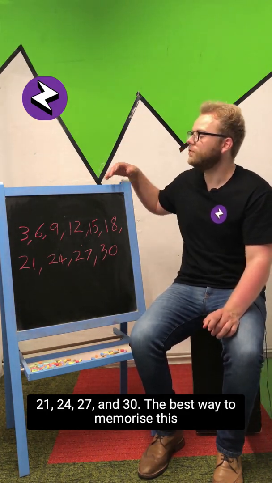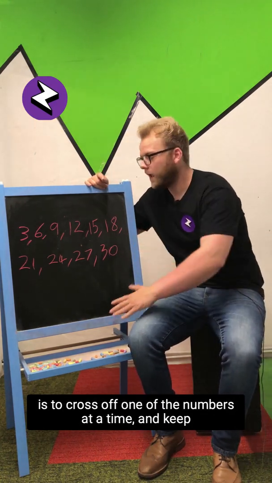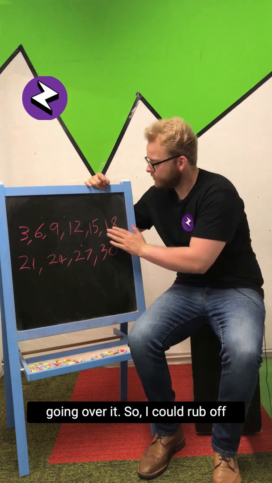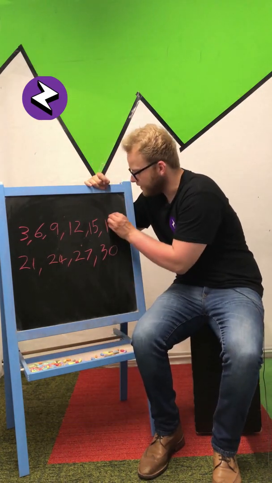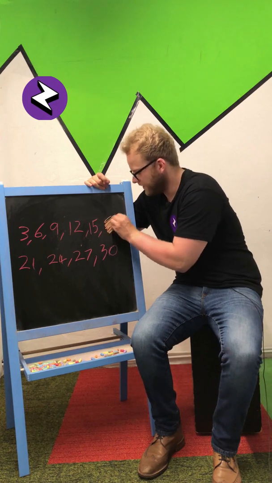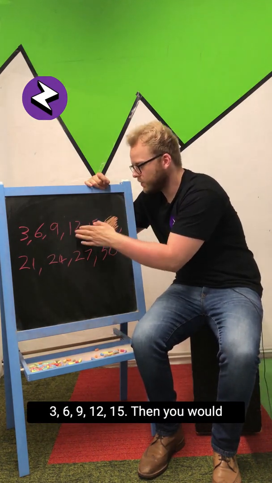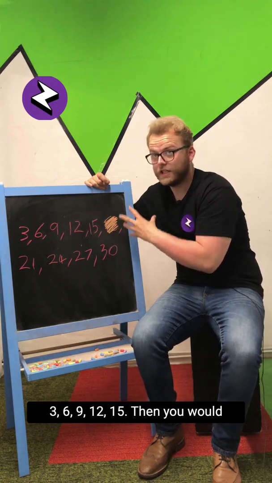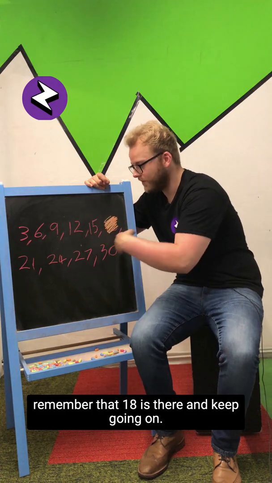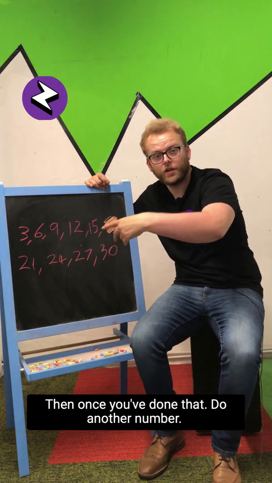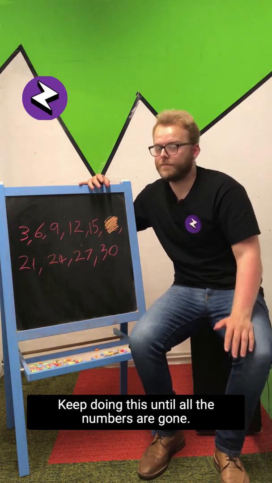Now, the best way to memorize this is to cross off one of the numbers at a time and keep going over it. So I could rub off the number 18, okay? And I could go 3, 6, 9, 12, 15, then you would remember that 18 is there and keep going on. And then once you've done that, do another number and so on and so forth. And keep doing this until all the numbers are gone. It's the best way to do it.